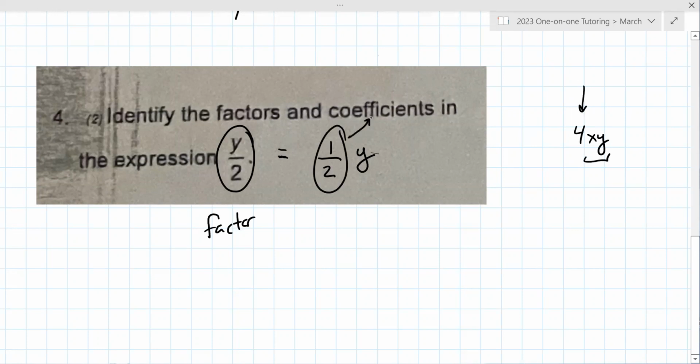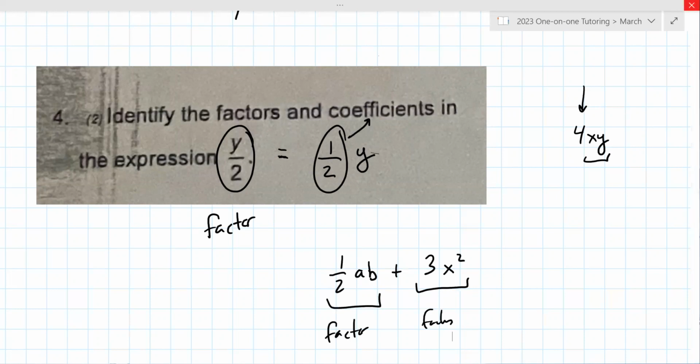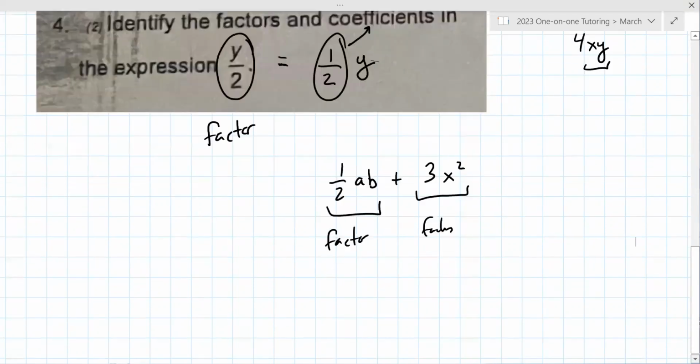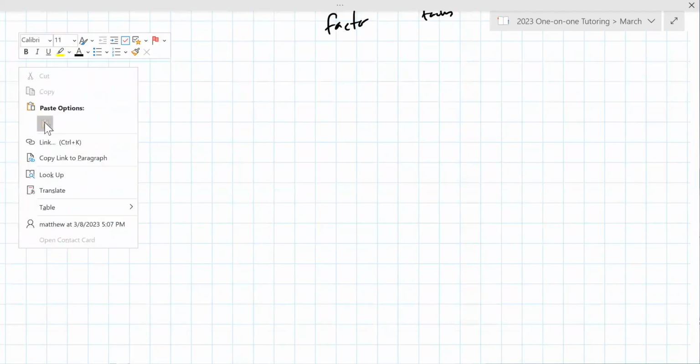So the coefficient is always a number. Factors are basically separated by operators. So if I gave you 1/2 ab plus 3x squared, these are both factors. I think of them as terms. Anyway, we probably spent too much time on that. If you got that down, let's move on.